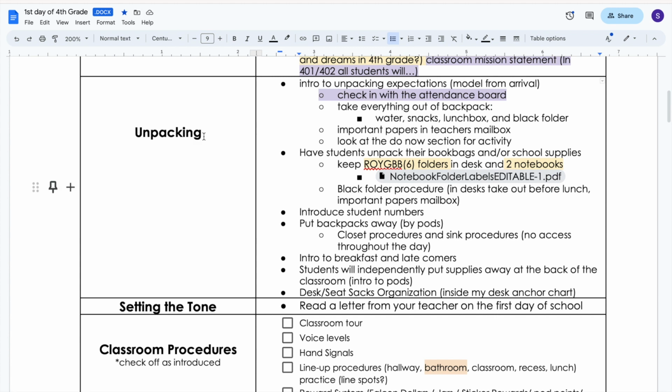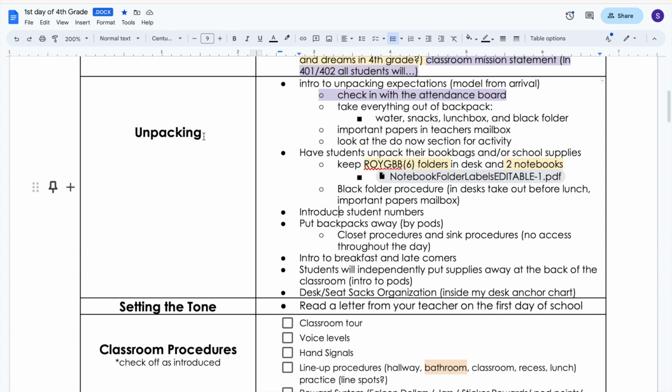I'm going to introduce student numbers, so I have student numbers to hang our backpacks and to put away things, so introduce that. They're going to put their backpacks. I'm going to call them by table, or I call them pods. I'm going to talk about the closet procedures and sink, so they should not access these at all throughout the day. I'm going to introduce breakfast and what happens with latecomers.